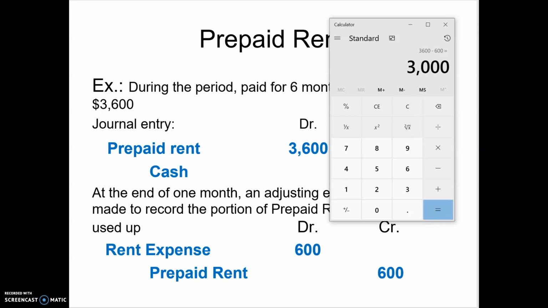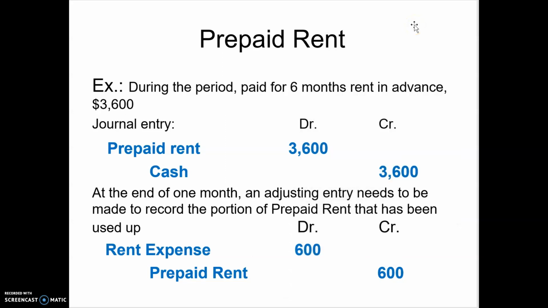At the end of the next month, we'd have to make this adjusting entry again and report another $600 of rent expense on the income statement. Prepaid rent would now have a balance of $2,400. We do it again at the end of 3 months. Report another $600 of rent expense. And now prepaid rent, the balance goes down to $1,800. At the end of 6 months, prepaid rent is going to have a balance of 0 because we've used it all up. We spent 6 months occupying the space. So basically, over time, that prepaid rent is turning into rent expense.